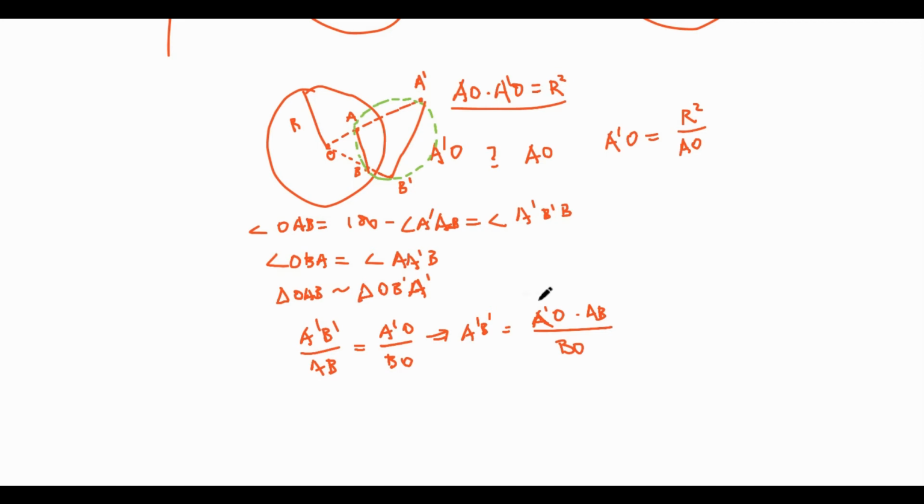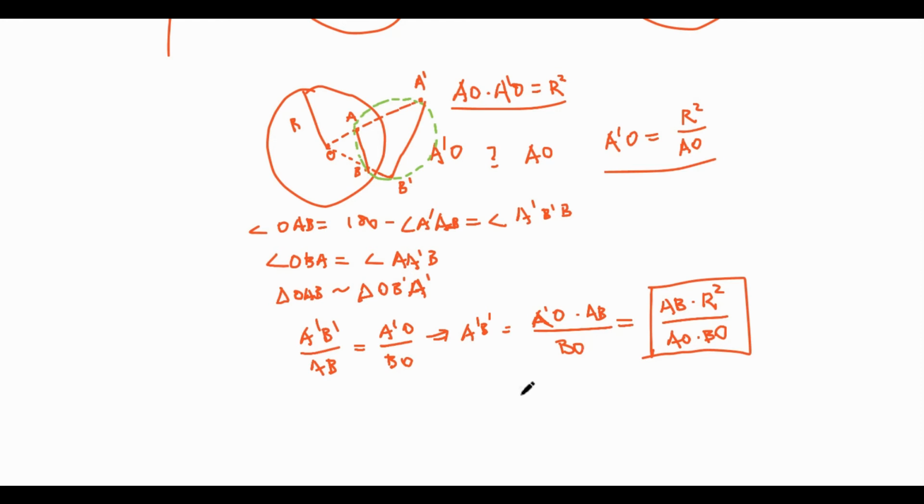But we can do that because, look, we already have this formula, A prime O is equal to r squared over AO. So we can go ahead and use that to get that this is also equal to AB times r squared over AO times BO, and that is our general formula. A prime B prime is equal to AB times r squared over AO times BO.